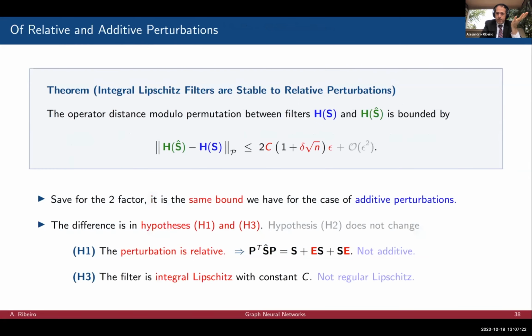Now, the bounds are misleadingly simple, right? Because there are 2 significant changes in the hypothesis. The bound looks about the same, but the perturbation now is not absolute, the perturbation is relative. And the filter is now not Lipschitz, it's integral Lipschitz. So the constant C here, I am using the same letter so it makes the bound look identical, but the C for Lipschitz and the C for integral Lipschitz are very different quantities. So in that sense, the bound is very different. Of course, I've written it here with the intention of highlighting the similarities.